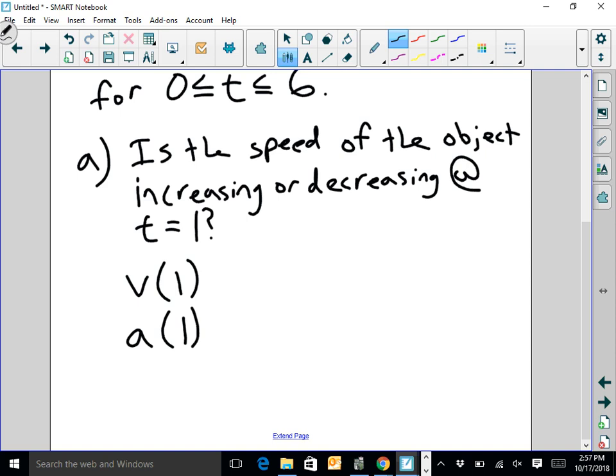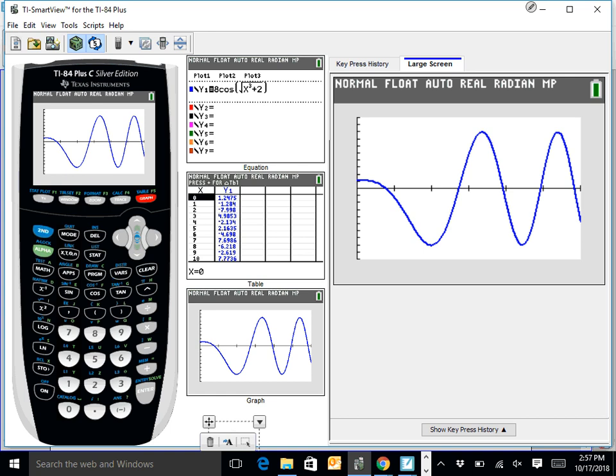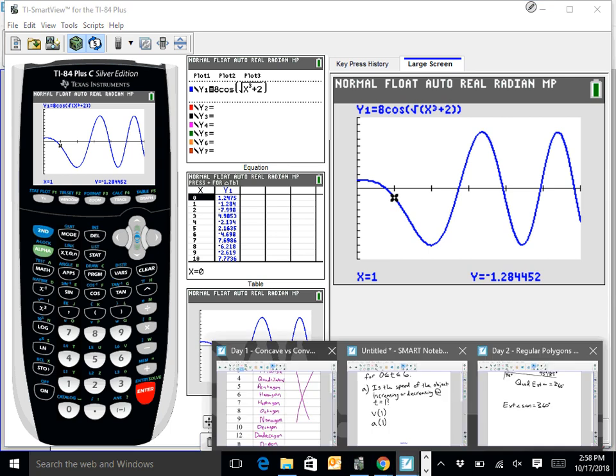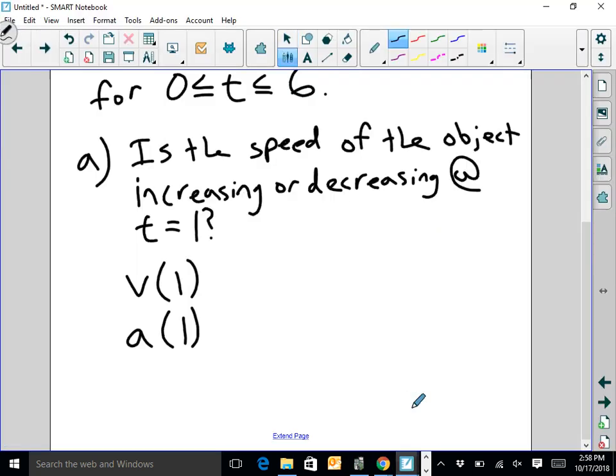Okay, so when I go back to my calculator to find v of 1, since I have the graph of v here, I'm simply going to trace 1. When I trace 1, I get an answer of negative 1.284. So let's go back and put that in. Which obviously is less than 0. Okay, so that's part 1. I have the v of 1 I found out is negative.